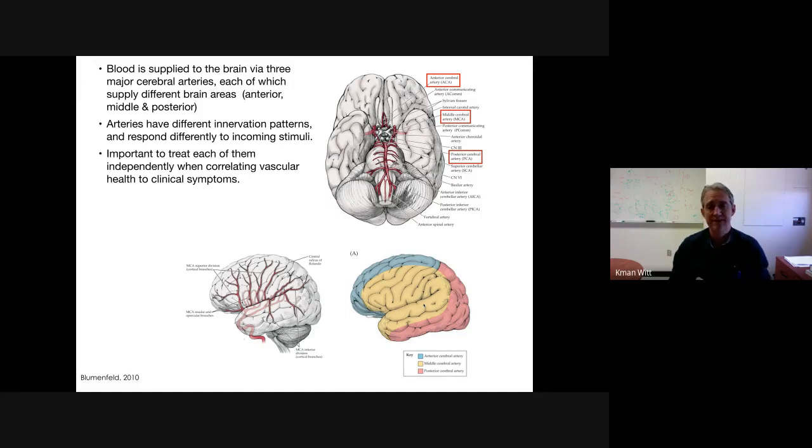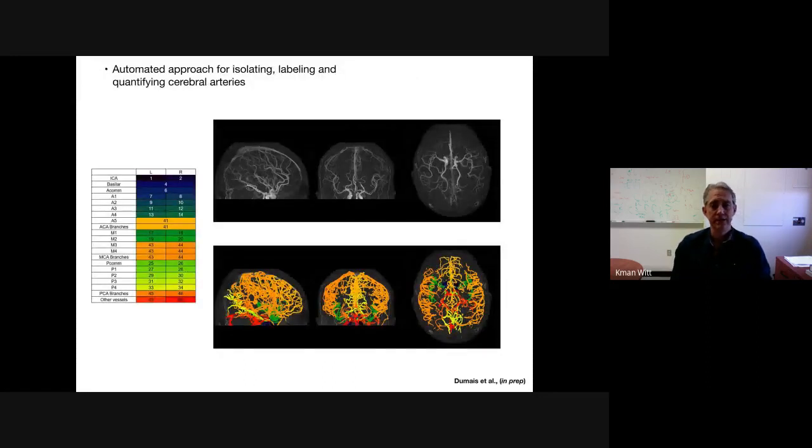And so it's going to be important to isolate the analysis into the different subsets of these arteries when correlating it to clinical symptoms. And so what we've done recently is develop some software to take, again, a standard MRI image of the cerebral vasculature and then automatically segment the vessels, but also give them a label and a name. So this means that we can very quickly isolate a certain vascular segment and analyze the gray and white matter surrounding that particular blood vessel.